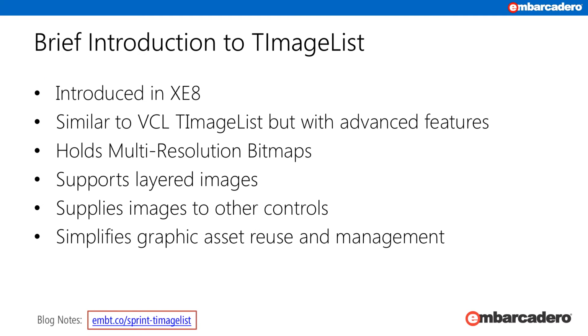The TImageList was introduced in XE8. It's really similar to the VCL TImageList, but actually has a number of advanced features which we'll take a look at. One big difference, though, is it holds multi-resolution bitmaps instead of the single-resolution bitmaps used in VCL. The reason for the multi-resolution bitmaps is multi-device application development. Some devices have different screen densities, and so you need different density versions of your bitmap in order to accommodate those different screens and achieve the best images on those screens.